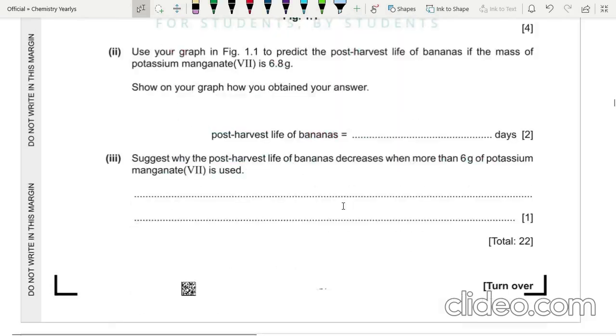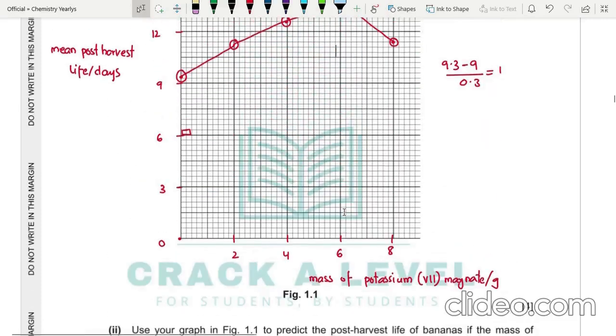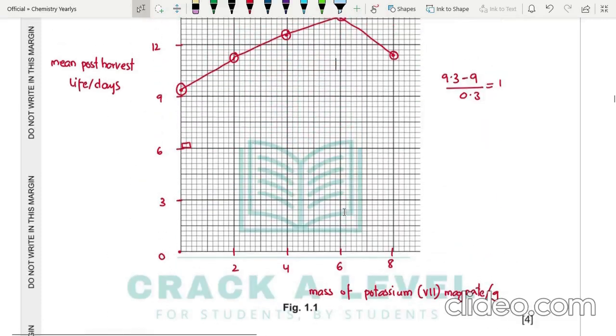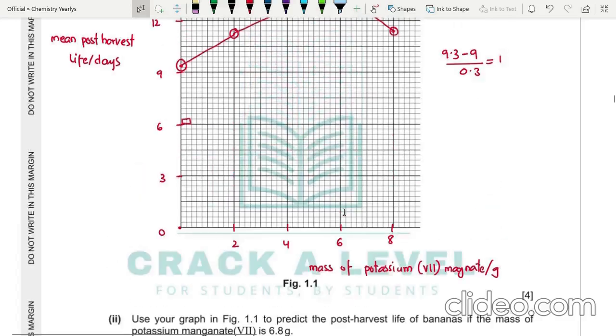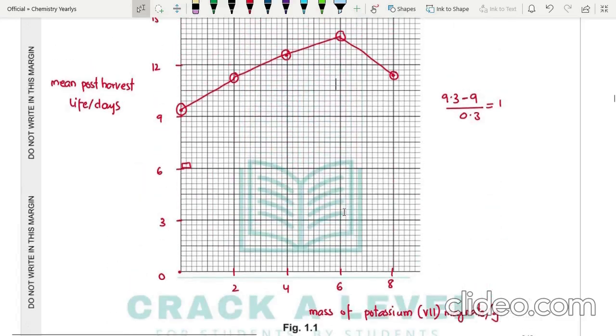Use your graph in figure 1.1 to predict the post-harvest life of bananas if the mass of the potassium permanganate is 6.8 grams. So show your graph to how you obtain the answer. What we are going to be doing is just interpolating our graph. What does interpolating mean? That we are going to be marking this point. For example, this is 6.8. Let's just interpolate it by using dotted lines. This is how we are going to be using the dotted lines.